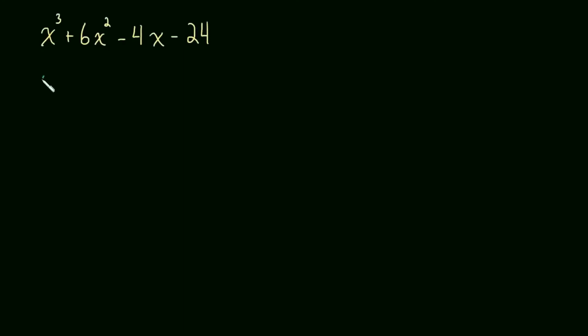So how does that work? Well, we group the first two terms together, and then we add the second two terms, the group of the second two. So this will be x cubed plus 6x squared plus, and then minus 4x minus 24. So we haven't changed anything. We just decided to group these into pairs.